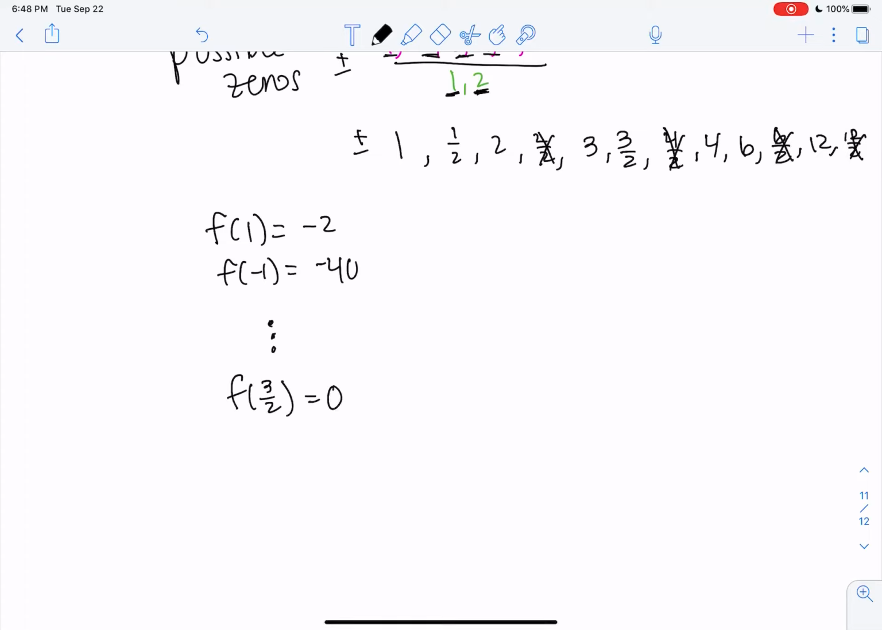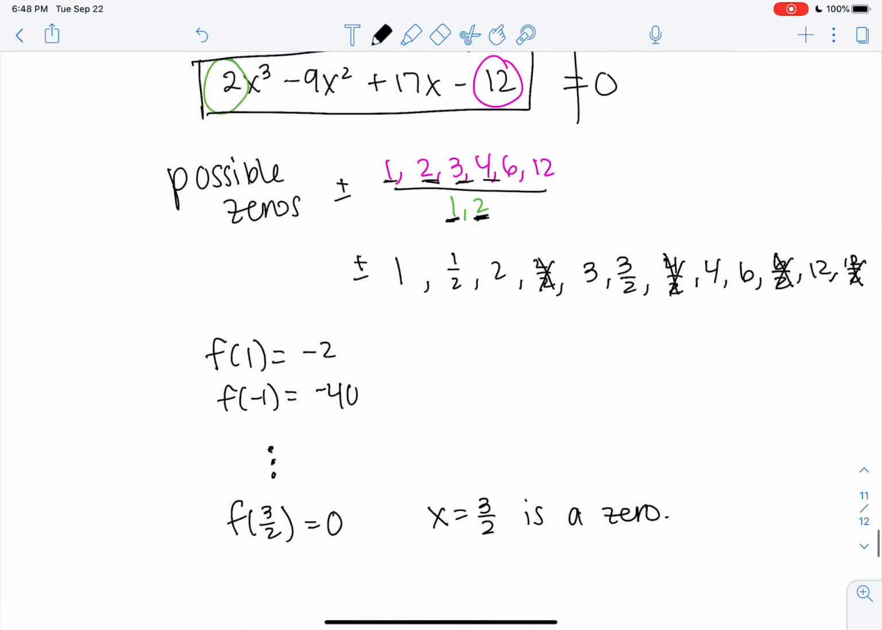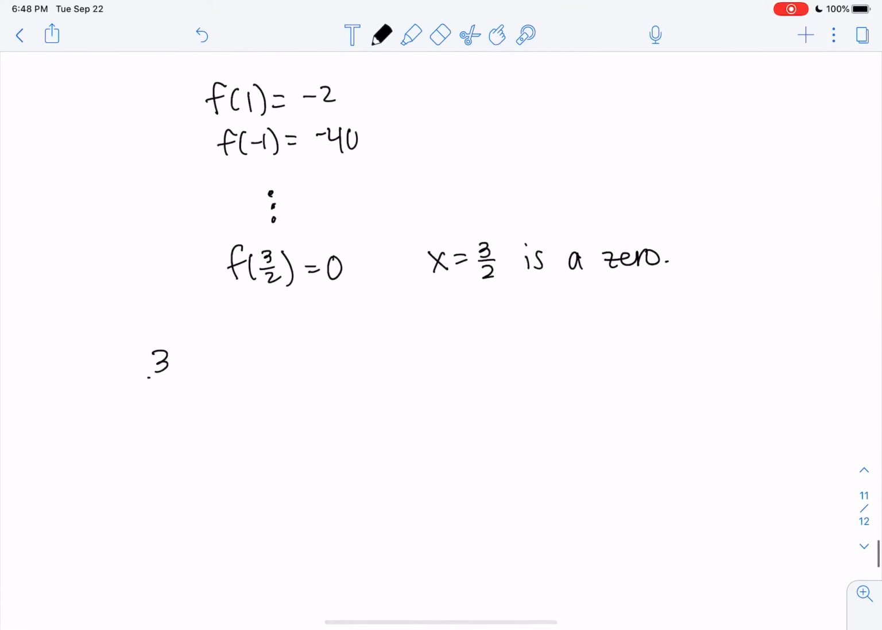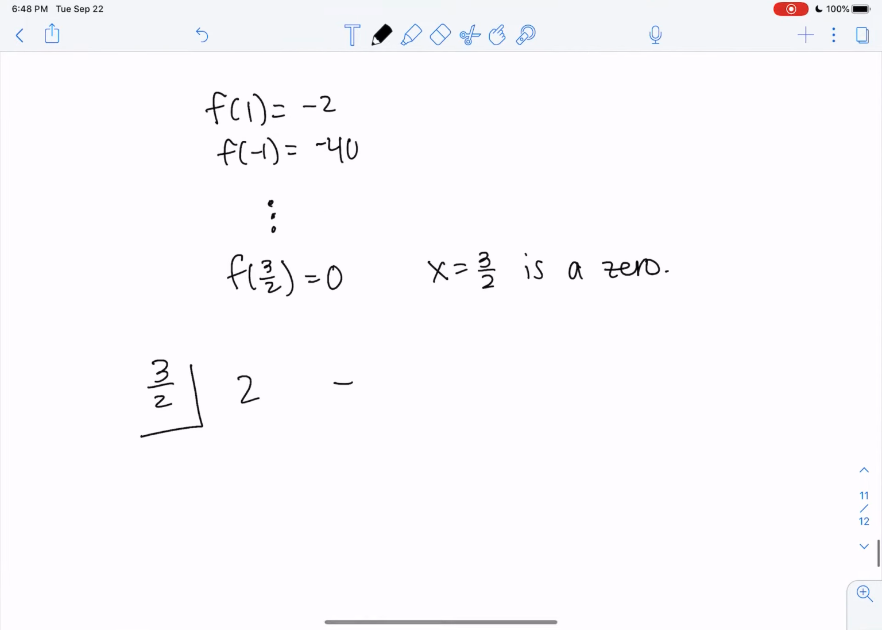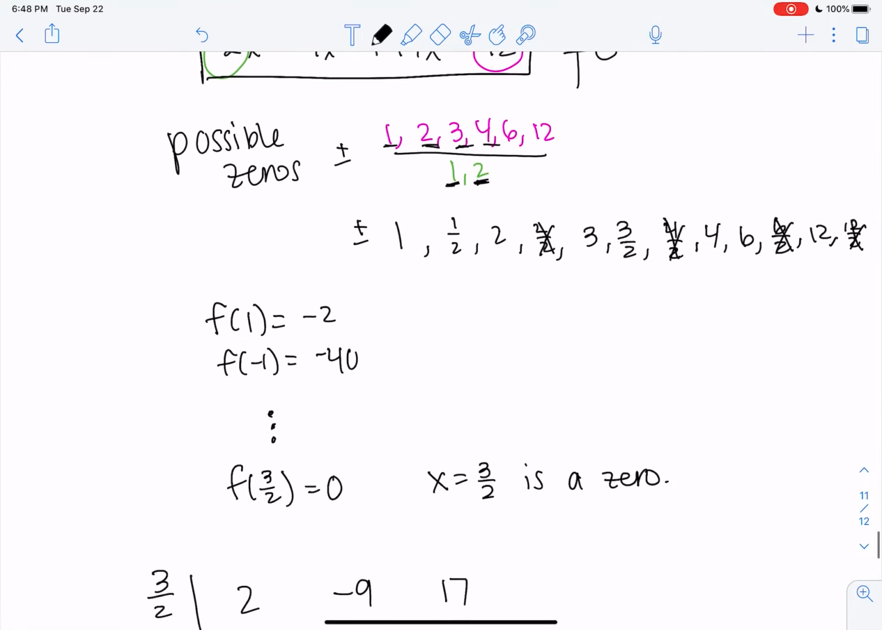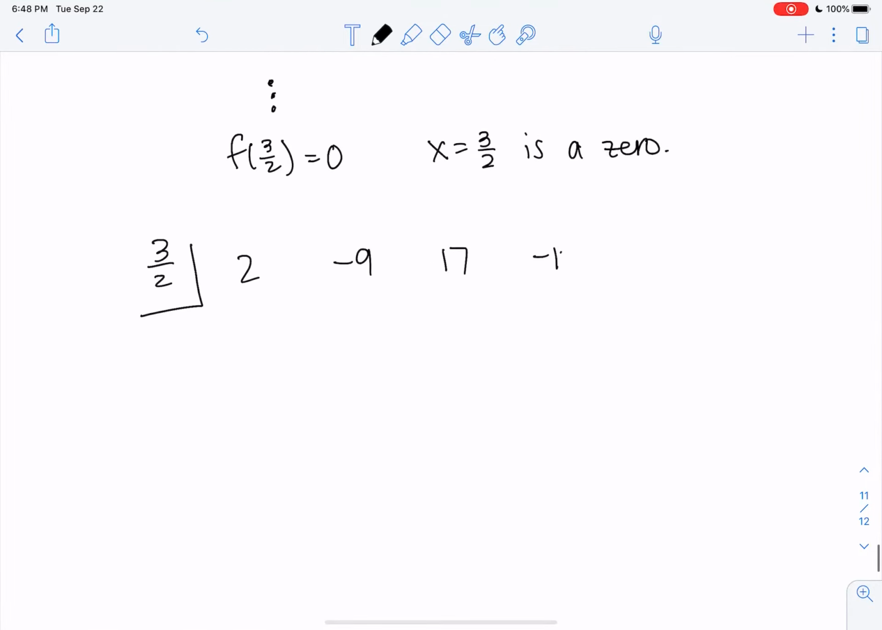So I want to do division. This does tell me that x equals 3/2 is a 0. But I want to do division to help me find more zeros, if there are any more. So we're going to put 3/2 on the outside, and we're going to put the coefficients. 2, -9, 17, and -12. So we get 2, we get 3/2 times 2. We get -6. We multiply and we get -9.